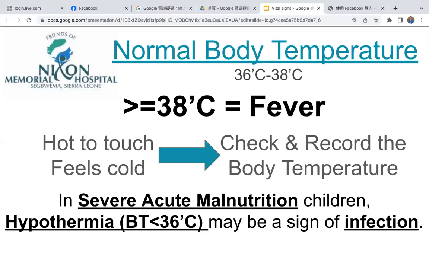If the body temperature is higher than or equal to 38 degrees Celsius, the patient is having fever. But in children with severe malnutrition, sometimes the temperature might be lower than 36 degrees Celsius, which is hypothermia. It can also be a sign of infection.